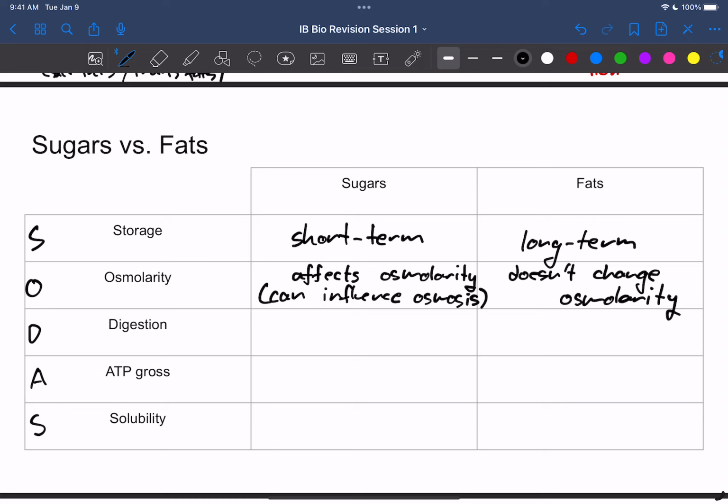Next, the D, digestion. Sugars are very easy to digest. And the reason why is because they're transported very easily through your blood, and the reactions to break them down is very simple, which is what makes them short term in terms of storage. Fats, these are harder to digest.